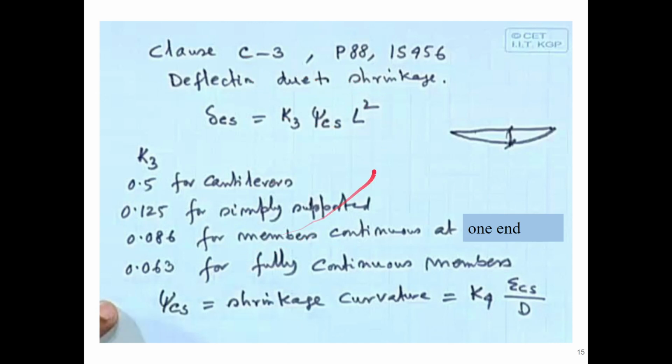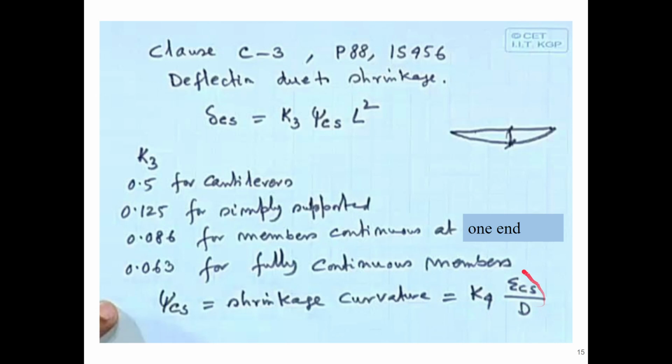Okay, so this k3 value is a coefficient, and it varies for various types of supports. For cantilever, the k3 value is 0.5. For simply supported, it is 0.125. For members continuous at one end, it is 0.086, and for fully continuous members it is 0.063.